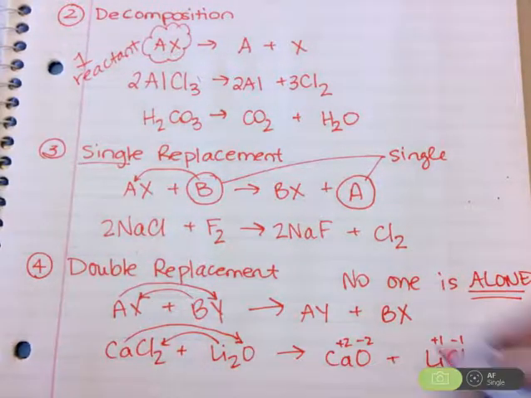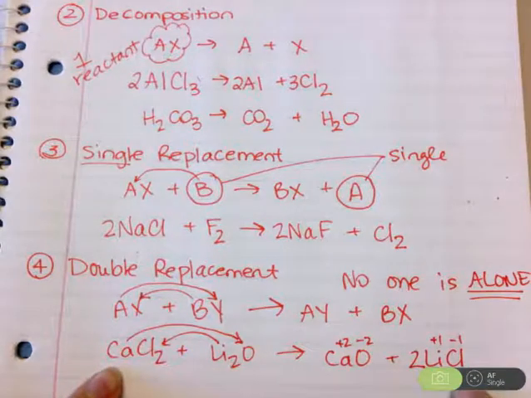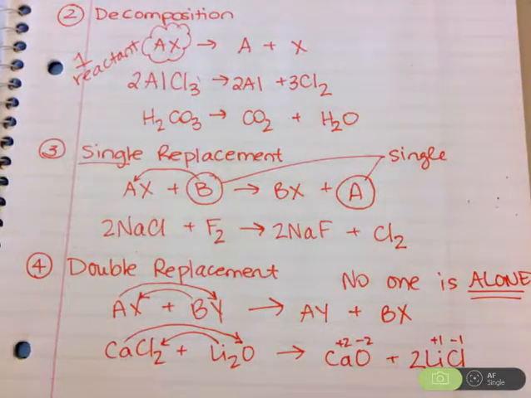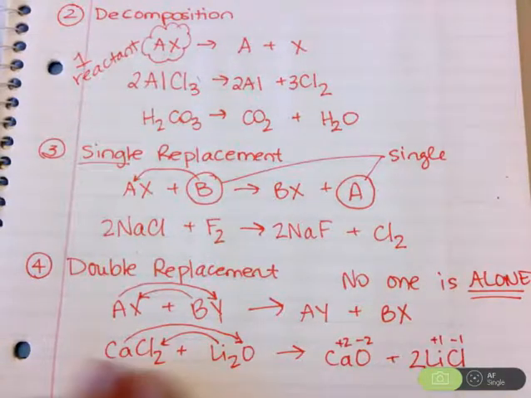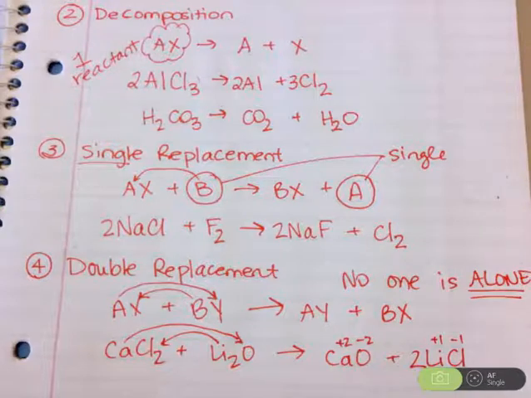So to balance this, I need a 2 out front here. I can identify this as a double replacement because when I look at this equation, no one's alone. We have a compound, compound, compound, and a compound. So without any elemental elements, I know this is a double replacement reaction.